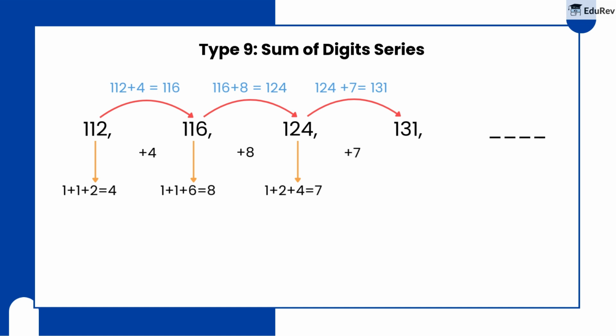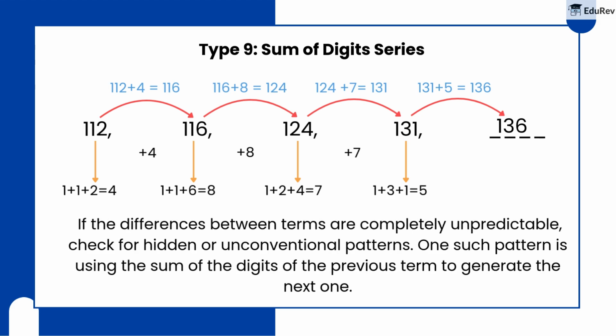To find the blank, we apply the rule to the last term, 131. The sum of its digits is 1 plus 3 plus 1 equals 5. So, the next term is 131 plus 5, which equals 136. So our learning from this is, if the differences between terms are completely unpredictable, check for hidden or unconventional patterns. One such pattern is using the sum of the digits of the previous term to generate the next one.